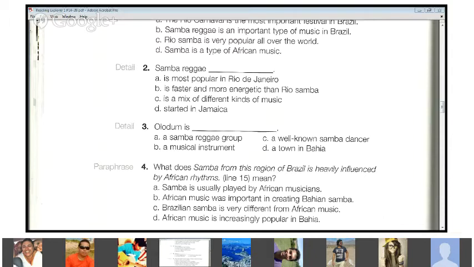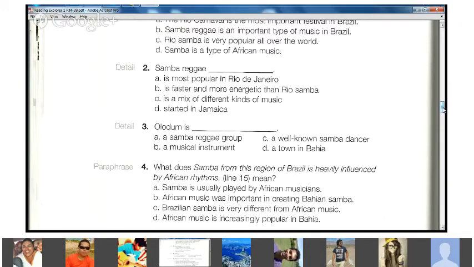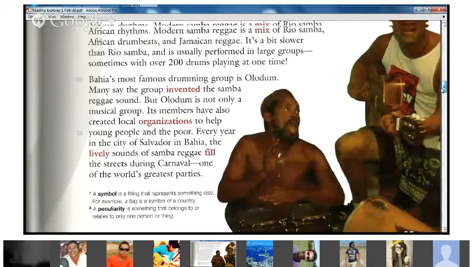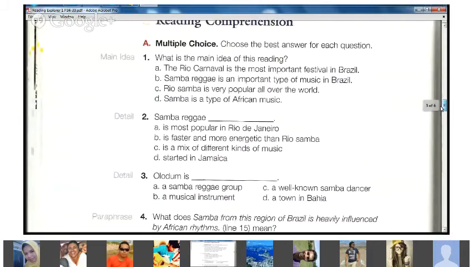Yeah. And definitely, it's not the most popular. It started in Jamaica. I don't think it said that, did it? Let's see. No, they didn't. It's a mix with the reggae, which started in Jamaica. And it doesn't say anything about Rio, so we're good. So 2C.